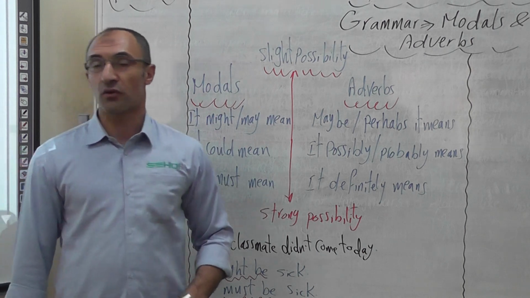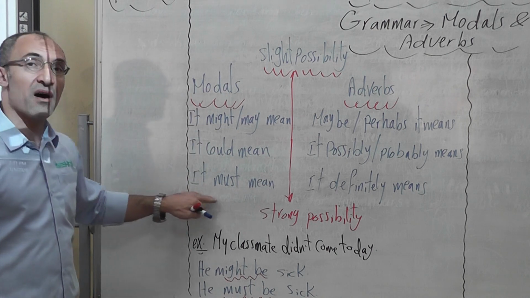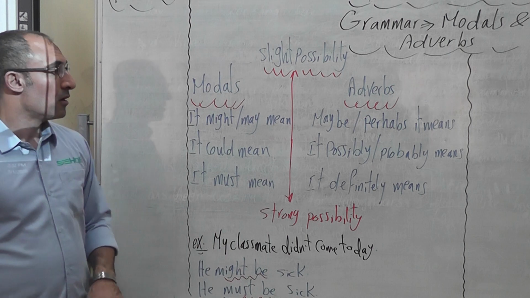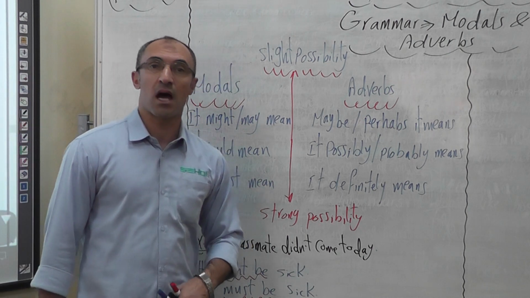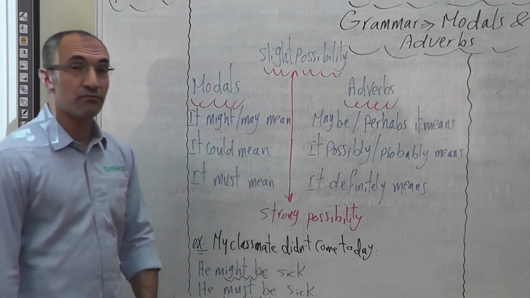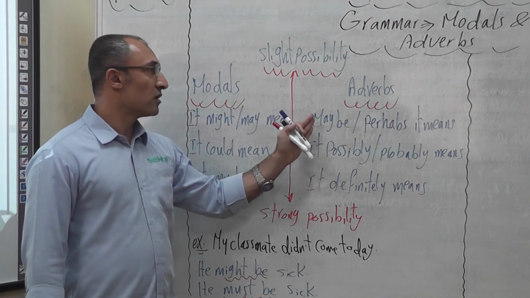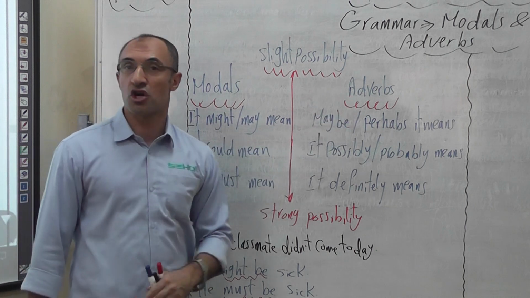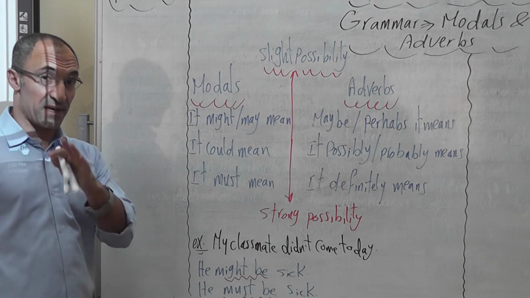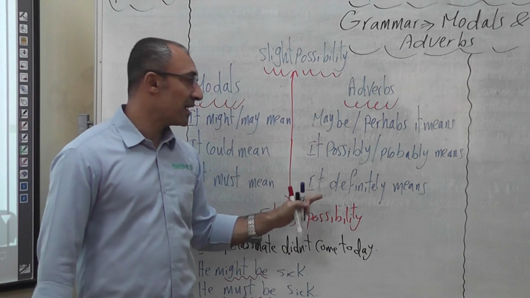Okay, what if our inference or deduction is very strong? In that case we have to use the modal it must mean. Why? To show that our possibility is very strong. On the other hand, if we would like to express how strong our possibility is, we have to use it definitely means. So, in summary, we use these two expressions, or those two expressions of adverbs, to show how weak our inference is, and to show how strong our possibility is. So we have to use one of two forms: either the modal, it must mean, or the adverb, it definitely means.